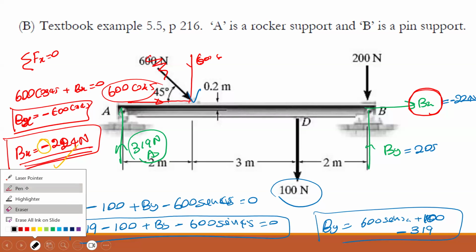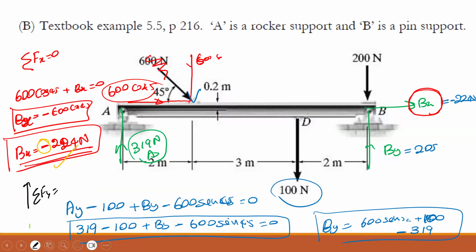So what are the three unknowns? They are asking us to find the three unknowns. So we found the three unknowns, which are this one, this one, and this one. We applied the conditions of equilibrium and we found them. Are we good?